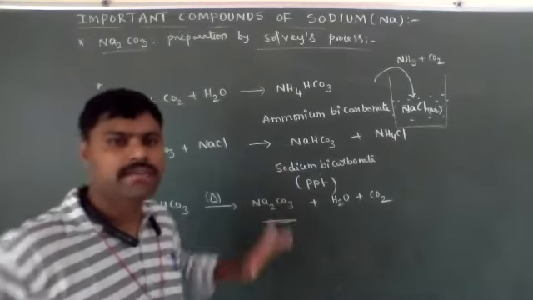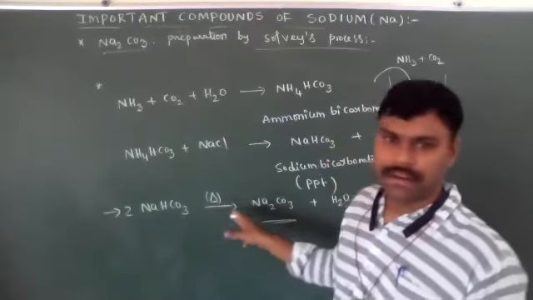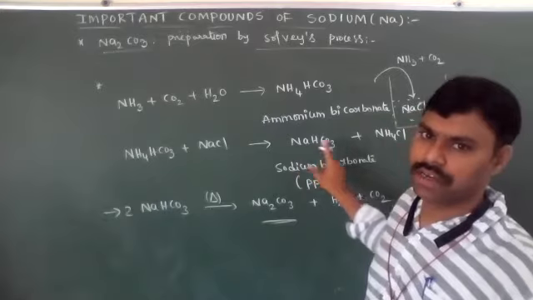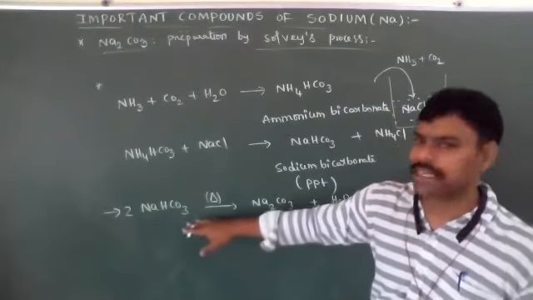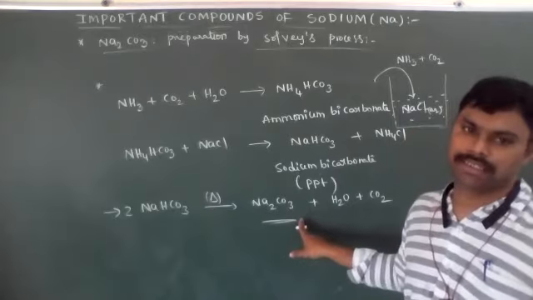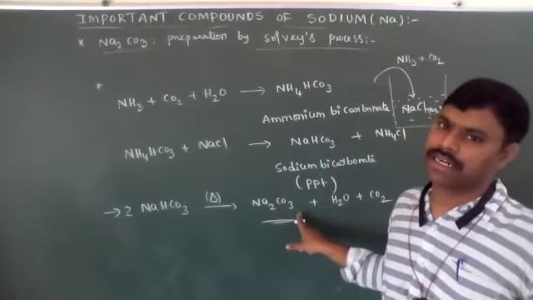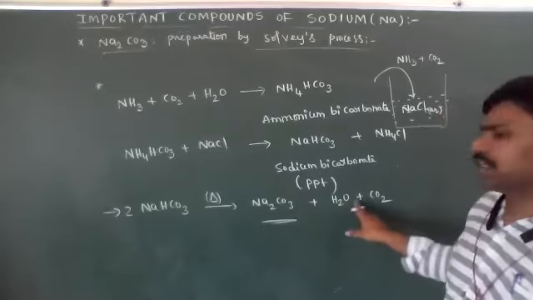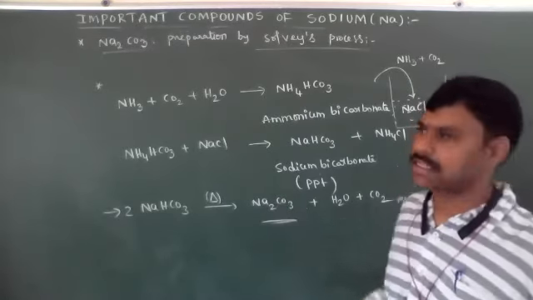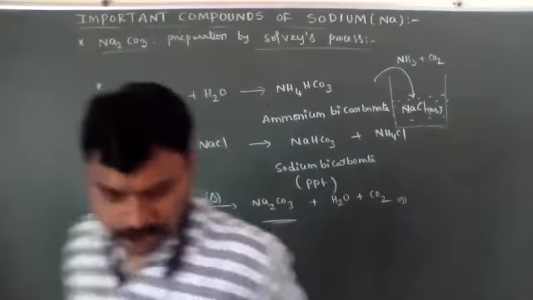Okay, students. This sodium bicarbonate precipitate is filtered off. Then we'll get NaHCO3, sodium bicarbonate solid. That sodium bicarbonate solid upon strong heating gives sodium carbonate, and water and carbon dioxide gas will come. Sodium carbonate is formed. Okay, this method is known as the Solvay process.